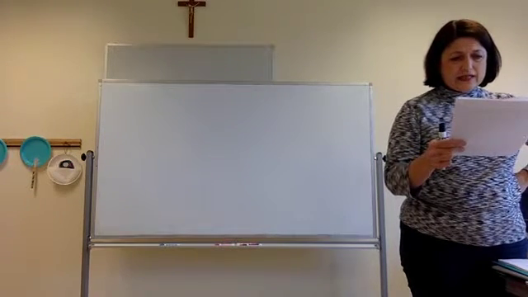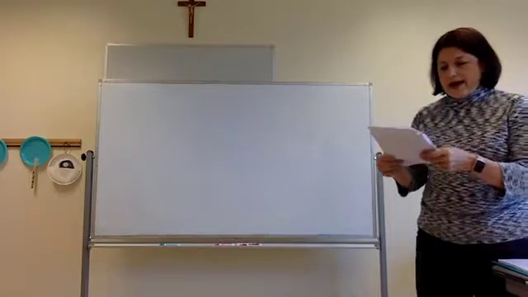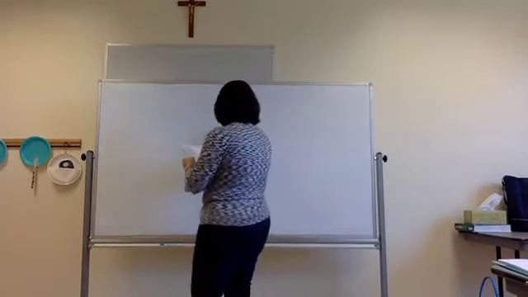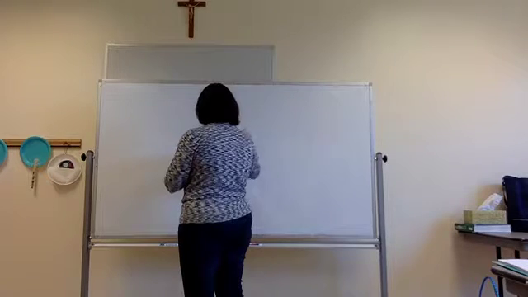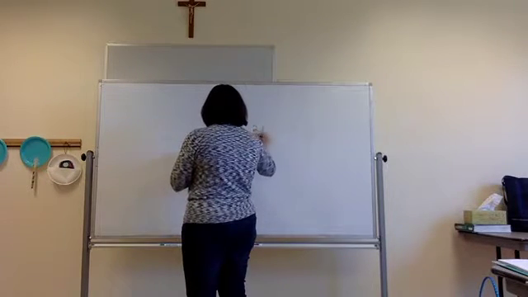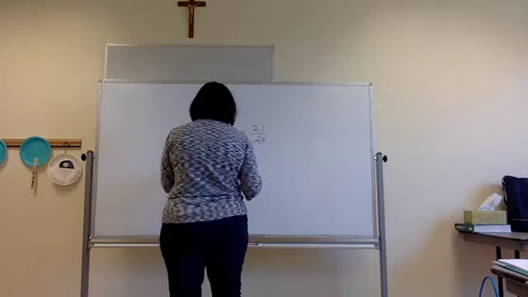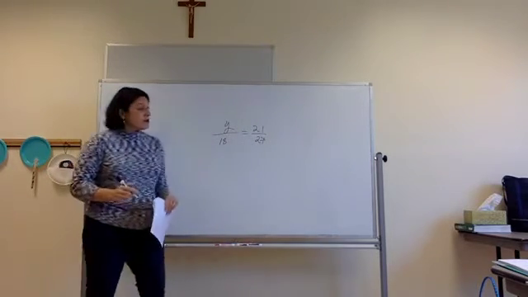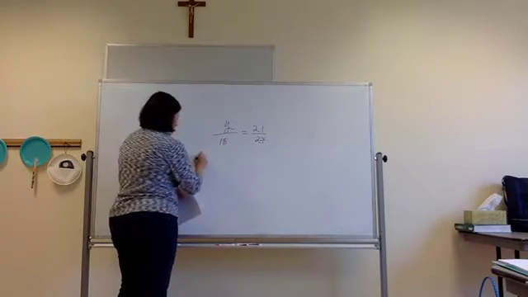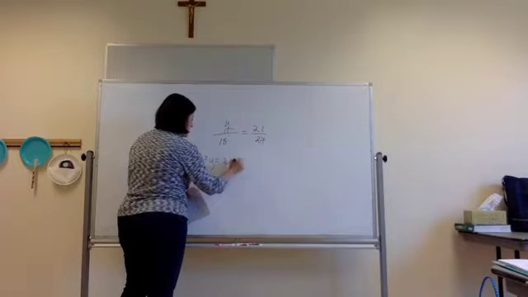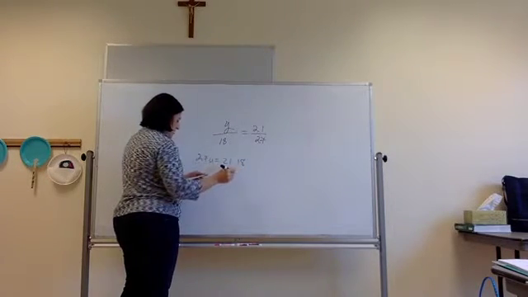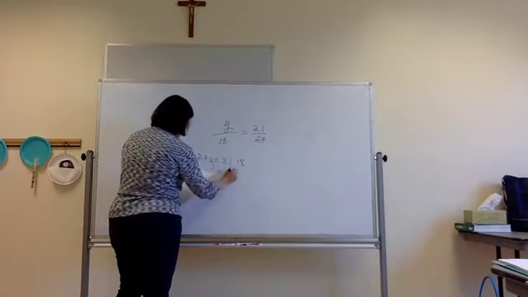Can I see what I got for y? You're going to set the proportion. Y is to 18, wouldn't it be, as 21 is to 27. Okay, and then just cross multiply. 27y equals whatever 21 times 18 is, and that's 486.